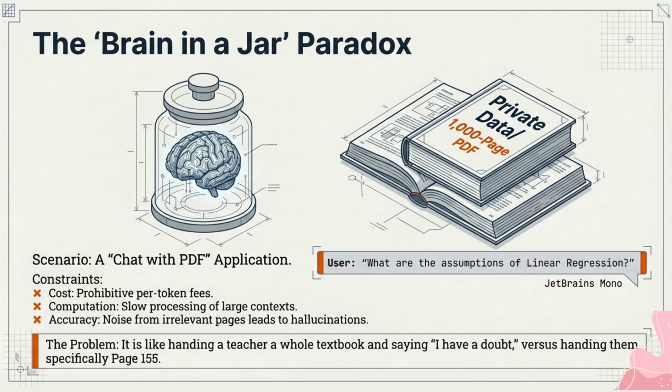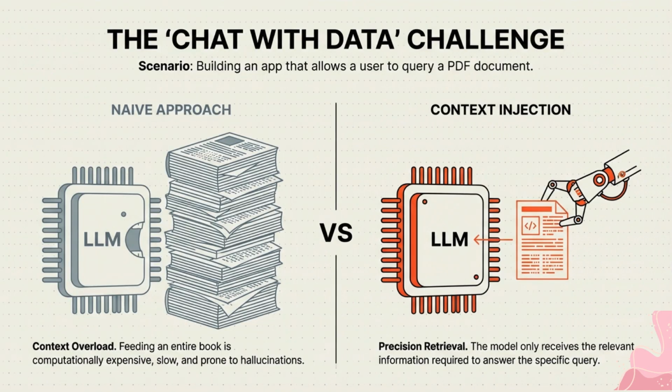Speed. Processing huge contexts is slow. Your users are waiting. Accuracy. When you give too much information, the model gets noisy. It's like handing someone an entire textbook versus the exact page they need. Which gets you a better answer? So the core problem, how do you give the AI just the relevant information? How do you filter 1,000 pages down to the 2 to 3 pages that actually answer the question? That's what this pipeline does.